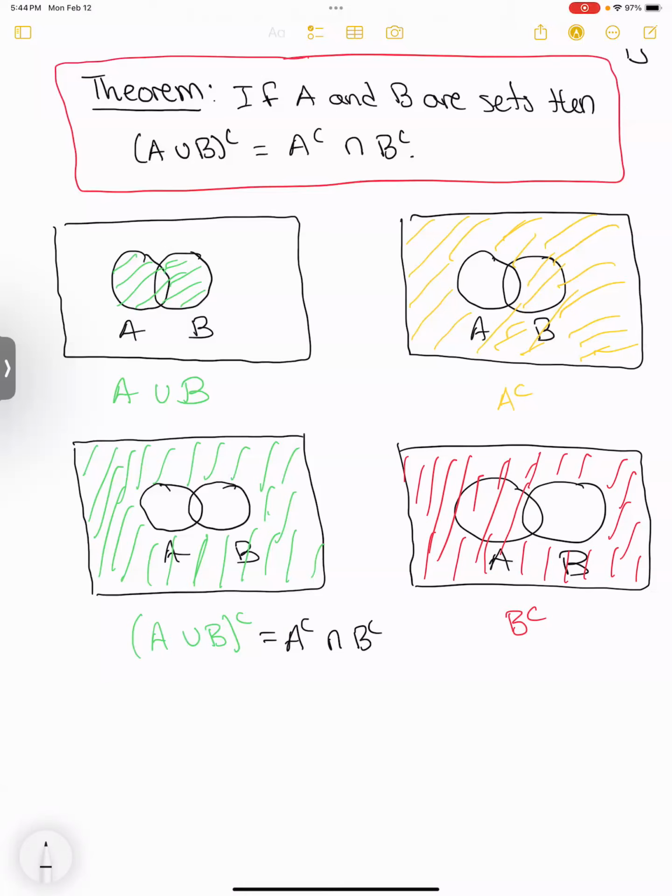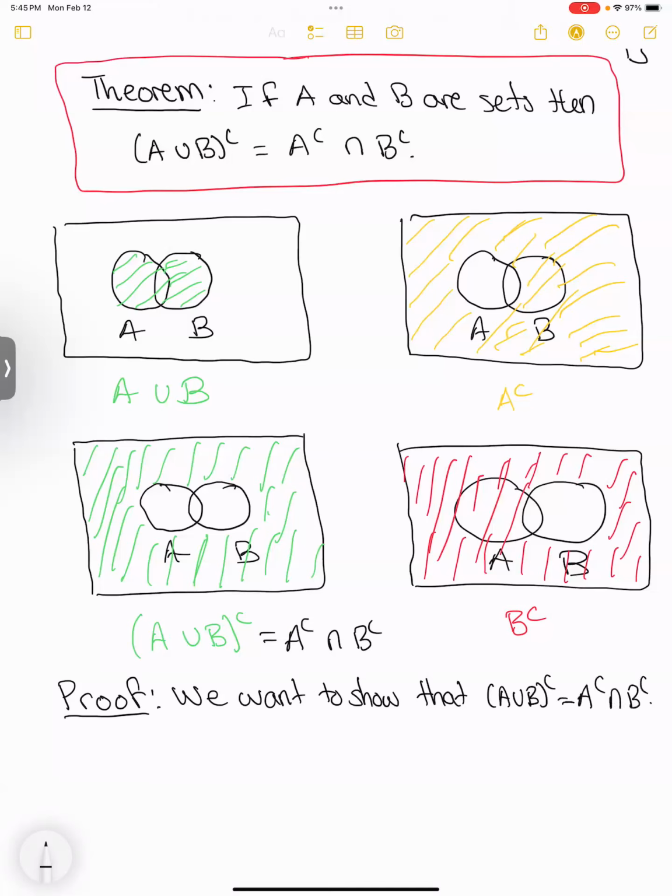But again, these pictures could be deceiving us, and these pictures are really just drawn in a very special way. And so now, in order to know that this theorem is true, no matter what sets we take, we're going to give a logical proof. Okay, so now let's look at the proof. Let's tell the reader what we want to do. So we want to show that A union B complement is equal to A complement intersect B complement.